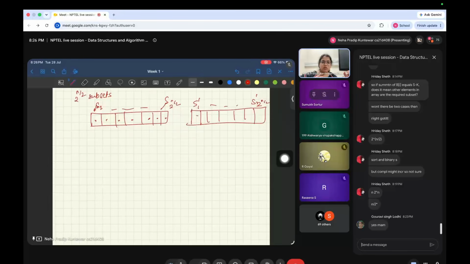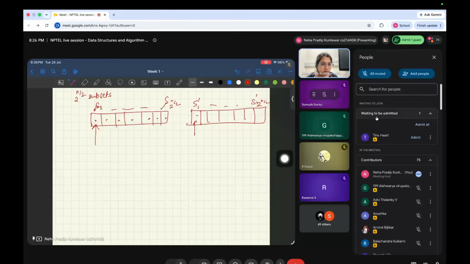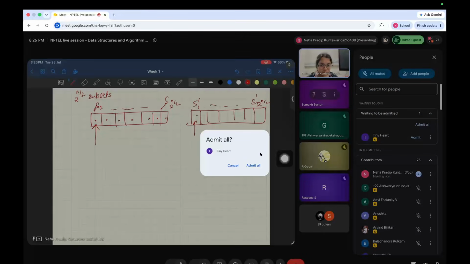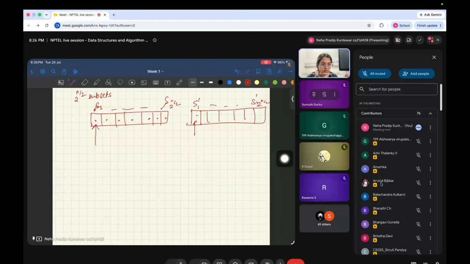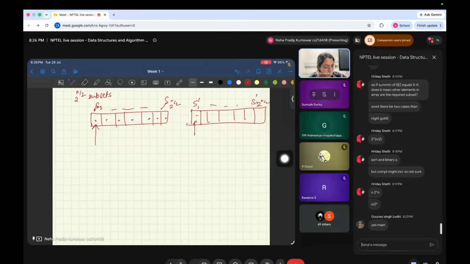So what is your natural strategy? You'll take a subset here, check if the sum is equal to k, right? Assume that the arrays are not sorted.